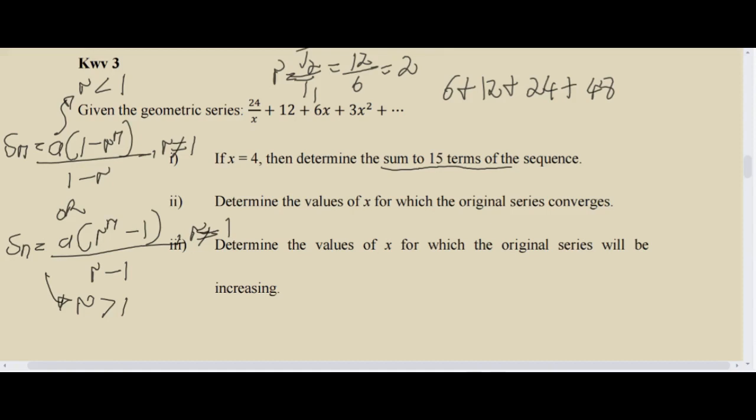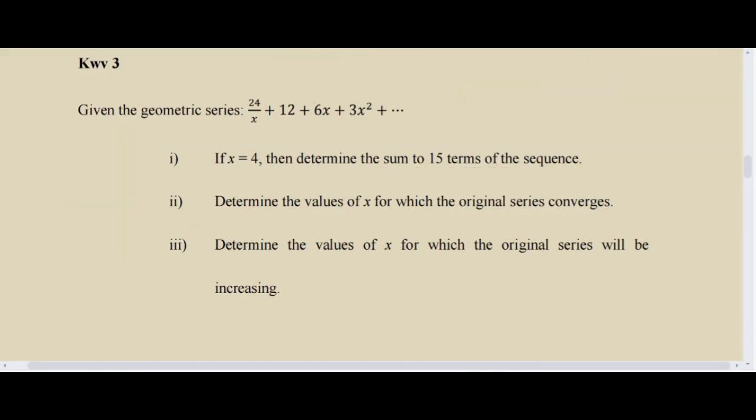They are quite similar, but it's just a matter of this one being 1 minus r and that one being r minus 1. Okay, so now we've concluded that the formula we need to use is the second one here. So let's go ahead. We're going to say the sum to 15 terms is a times (r^n minus 1) over r minus 1, where r should not equal 1.